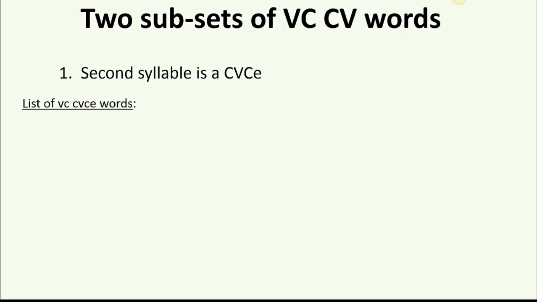There are two subsets of VCCV words that can be taught after students are secure with the basic pattern. The first is words where the second syllable is a vowel consonant silent E syllable. Here is a list of some VC CVCE words.